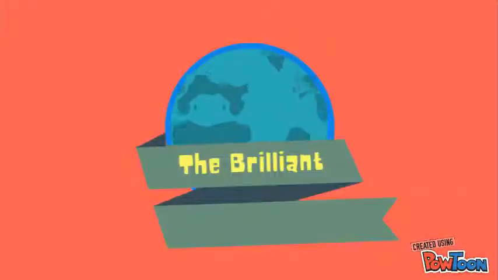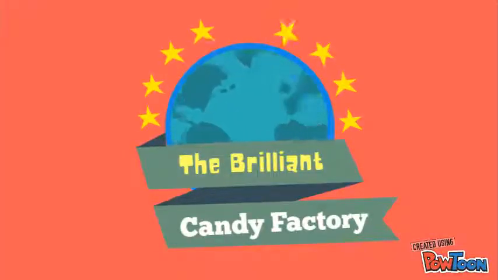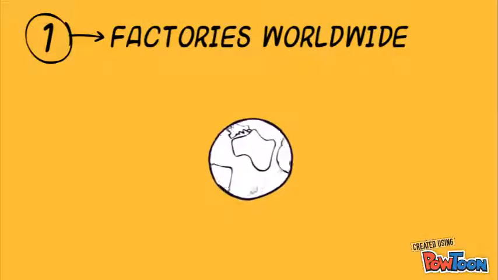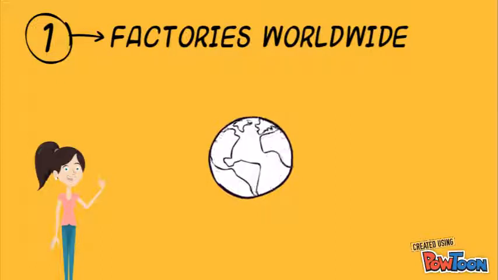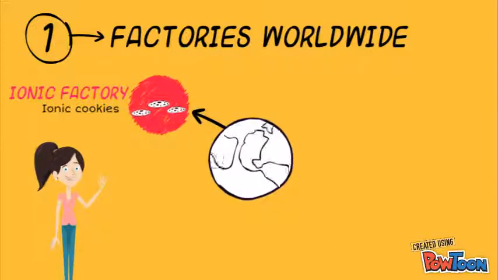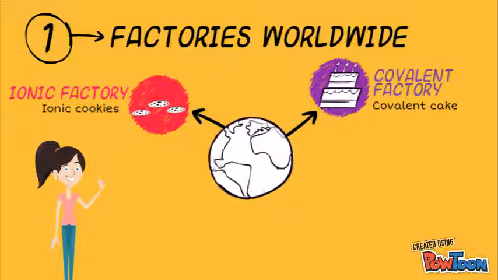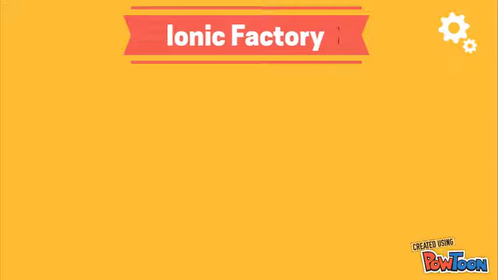Hello everyone. Today I will be explaining how the Brilliant Candy Factory works. There are candy factories worldwide, and the two we will be discussing today are the Ionic Factory and the Covalent Factory. The Ionic Factory specializes in cookies and the Covalent in cakes. First, I'll explain the Ionic Factory.